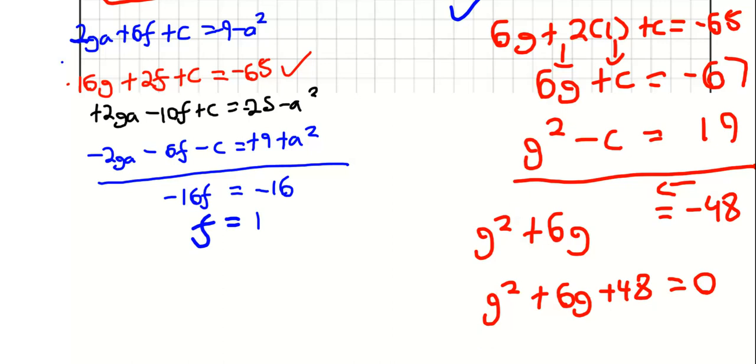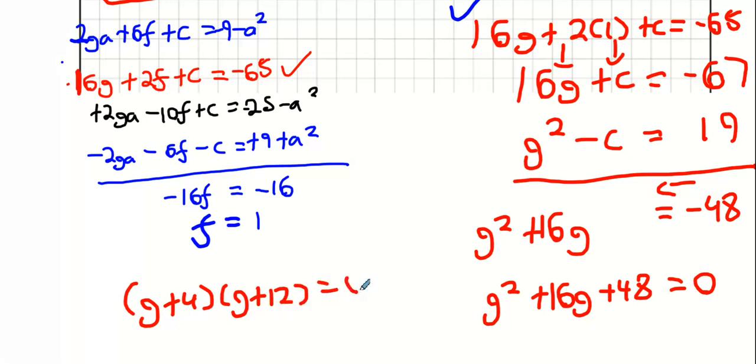I went wrong there. If you see, this was actually a 16 all along. So that's a 16, that's a 16, that's a 16, that's a 16. I knew something was up. I just didn't know what. Now, here we go. It's going to be g plus 4 and g plus 12 equals 0.